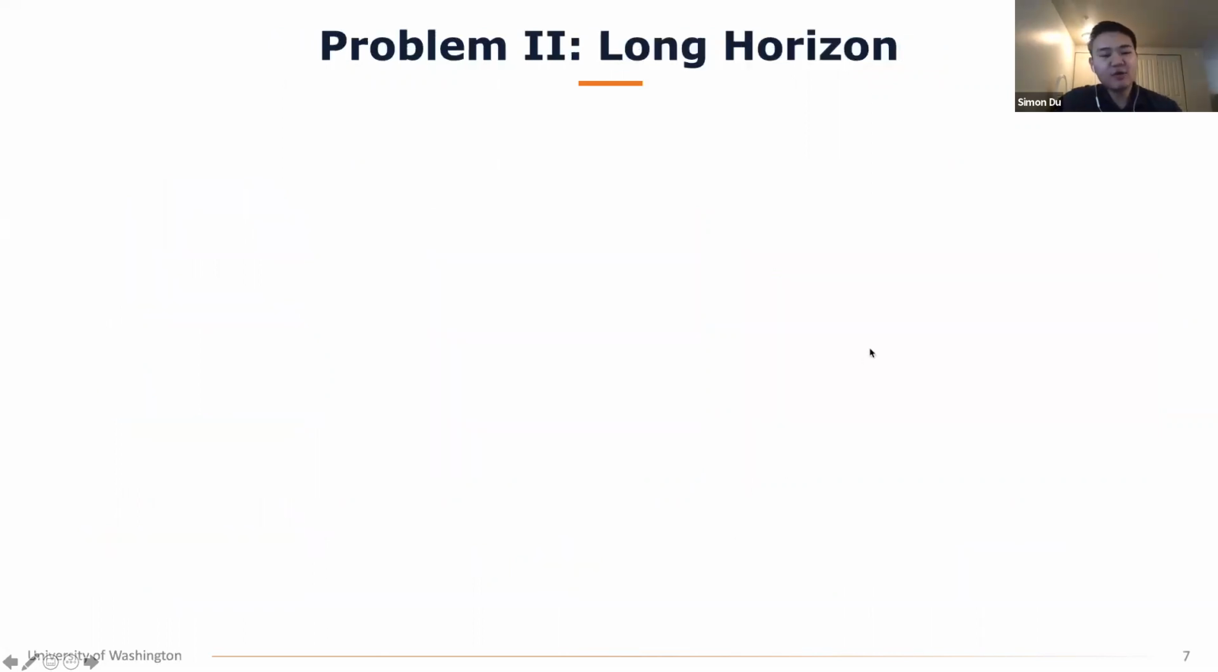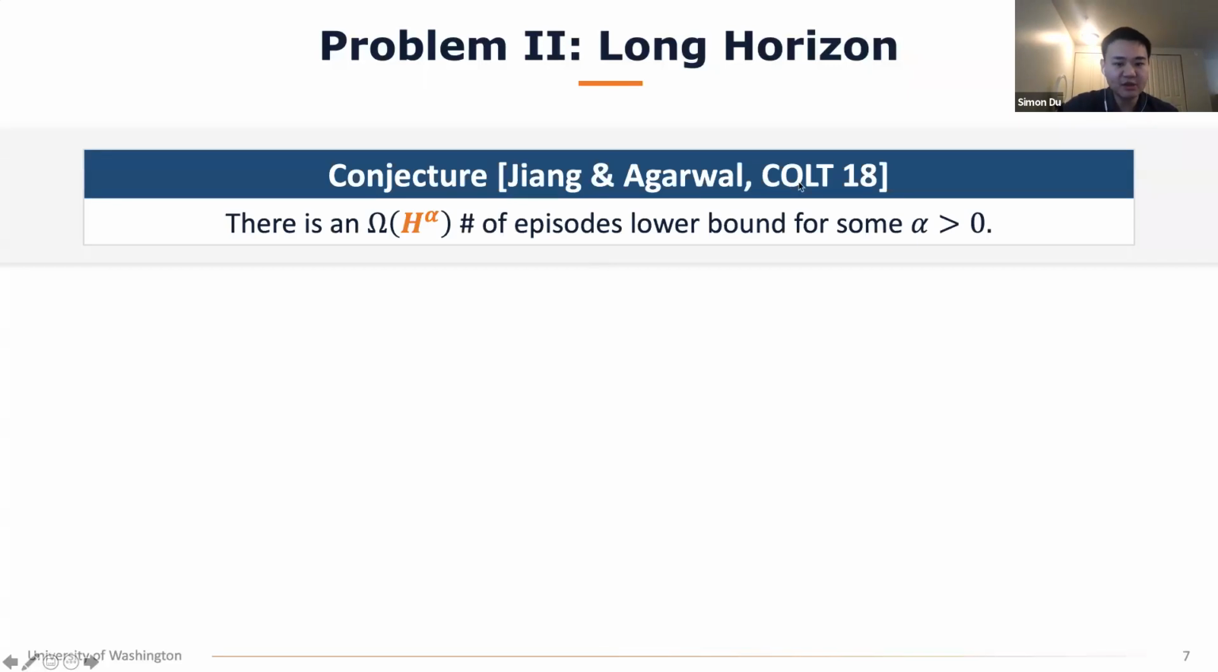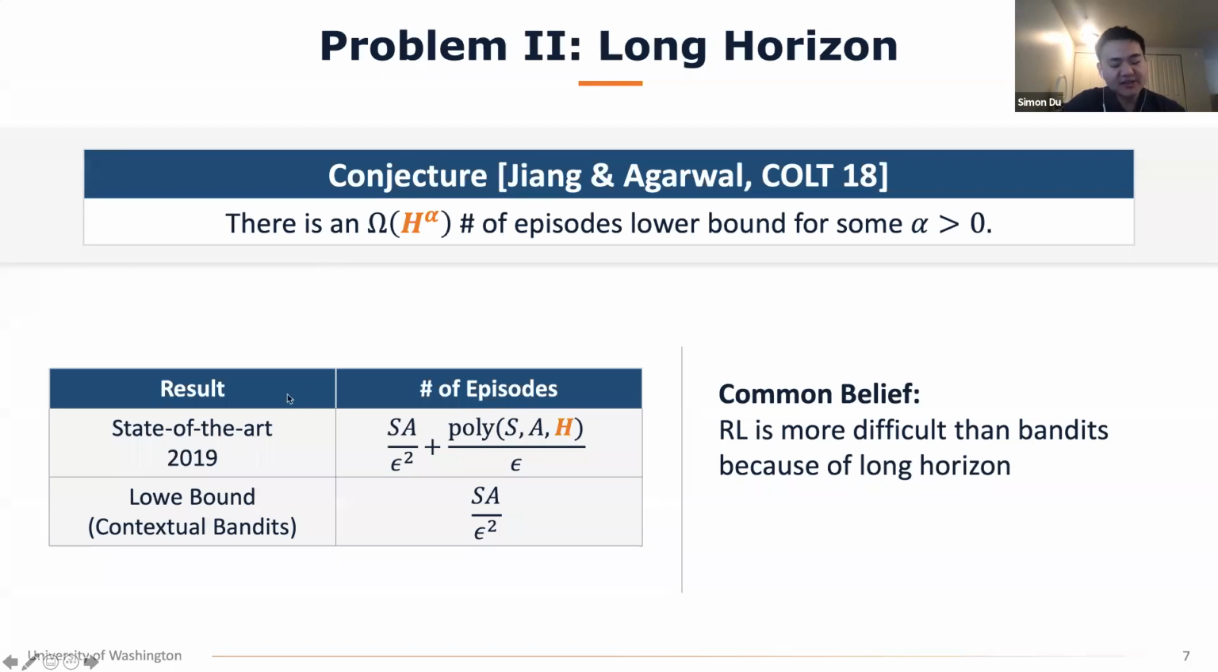The second problem was actually formalized as an open problem at COLT, the Conference on Learning Theory, in 2018 by Jiang and Agarwal. They ask the following question. Let's say your number of states and actions are just constants. Then can you show an H to the alpha, like a polynomial planning horizon lower bound, for some alpha bigger than 0? Why do they have this conjecture? All the state-of-the-art sample complexity upper bounds scale polynomially with the planning horizon H, although the lower bound does not have this term.